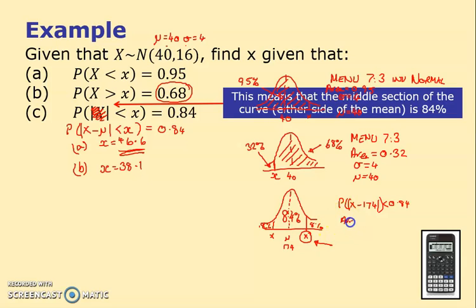So I'm going to type in area equals 0.92. I've got a sigma still 4, I've got a mu equal to 40. Let's type that in. Let's just get this right: 0.92, 4, and 40 doesn't change. Now this says, and my x inverse is, have I got that right?